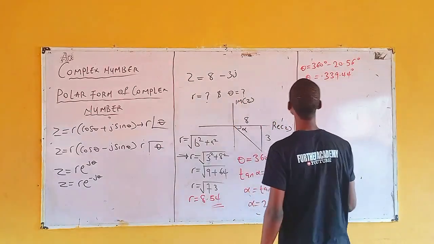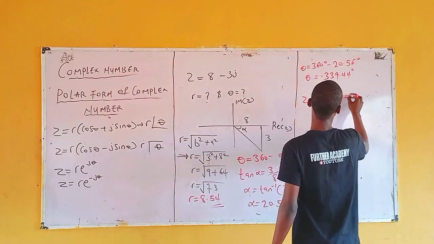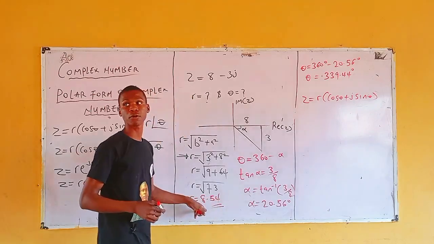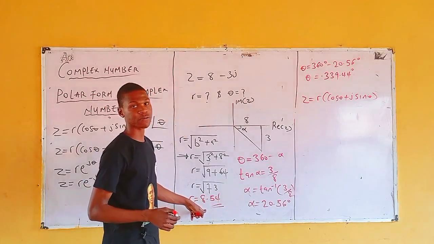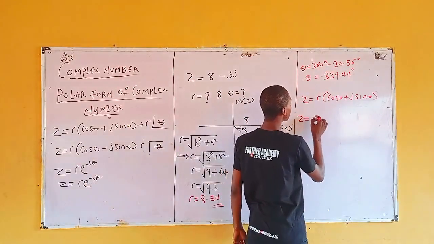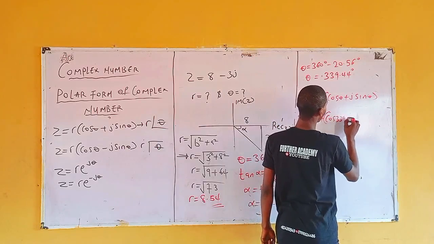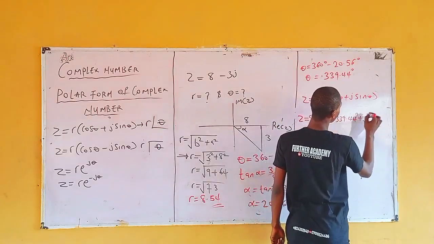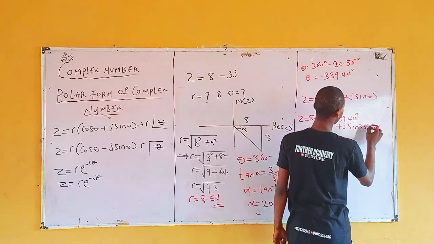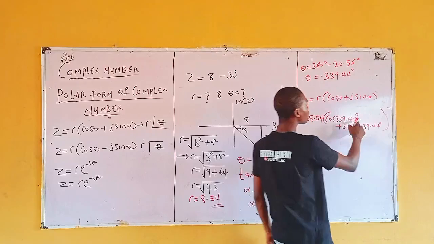Theta is equal to 339.44 degrees. Meaning that z, which is equal to r all into bracket cos theta plus j sin theta. Your r is 8.54. Your theta is 339.44 degrees. Substitute. Meaning z is equal to 8.54 all into bracket cos 339.44 degrees plus j sin 339.44 degrees.